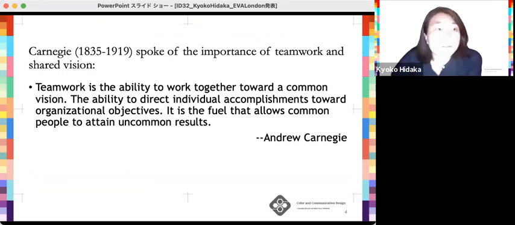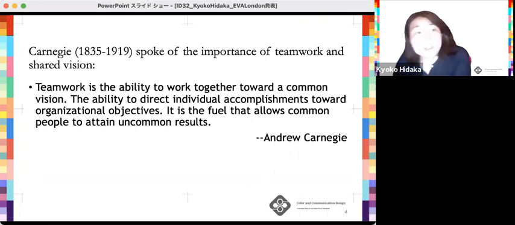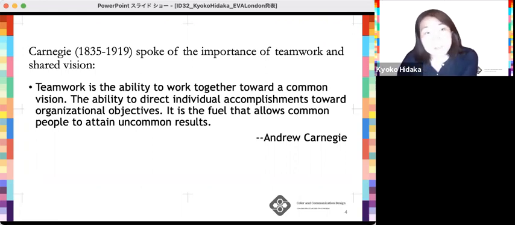First of all, I would like to quote Andrew Carnegie. He spoke of the importance of teamwork and shared vision. Teamwork is the ability to work together towards a common vision. The ability to direct individual accomplishment towards organizational objectives. It is the fuel that allows common people to attain uncommon results. I really believe in his statement.